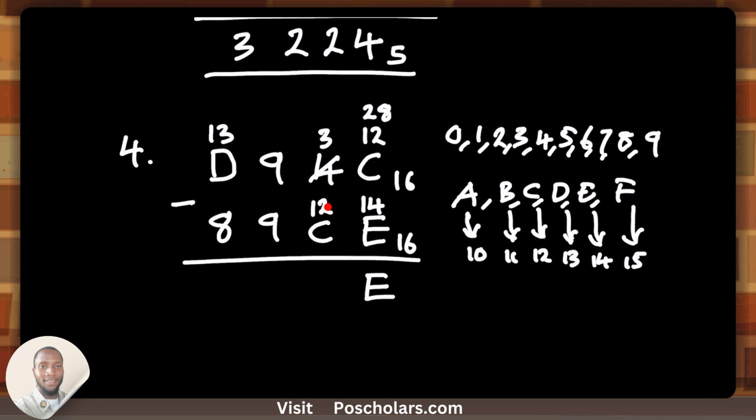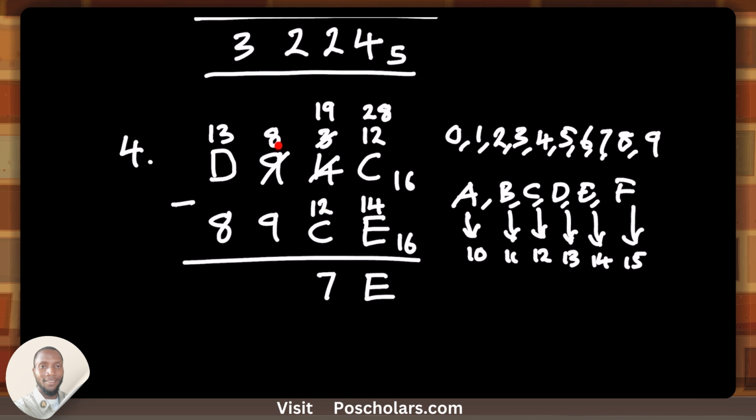Next, 3 minus 12. This is not possible, so you borrow 1 from 9. When you borrow 1 from 9, it reduces to 8. Then the 1 you borrowed from 9 takes the value of the base, which is 16. 16 plus 3 should be 19. Then 19 minus 12 gives you 7, right?